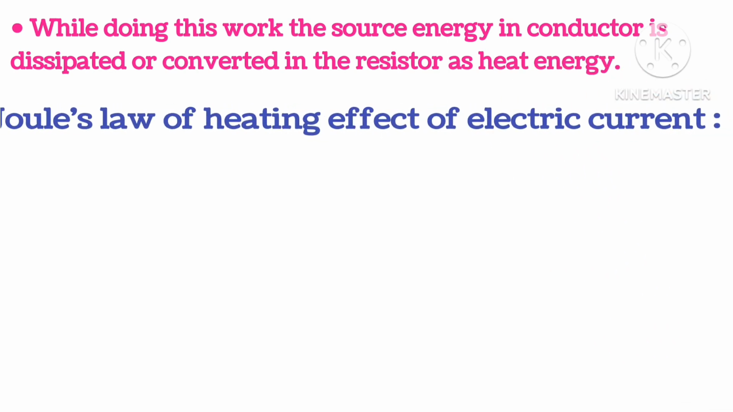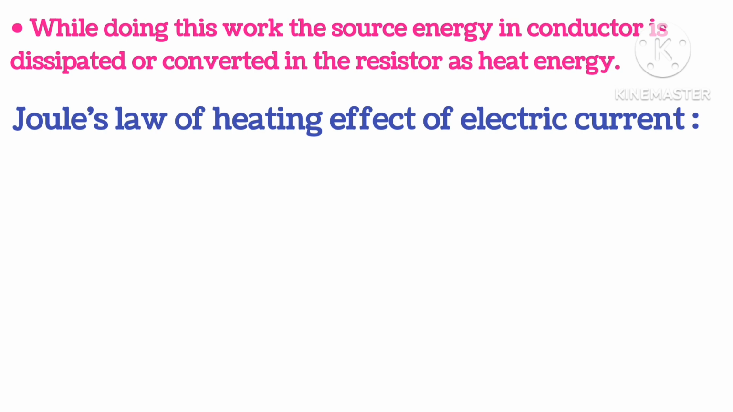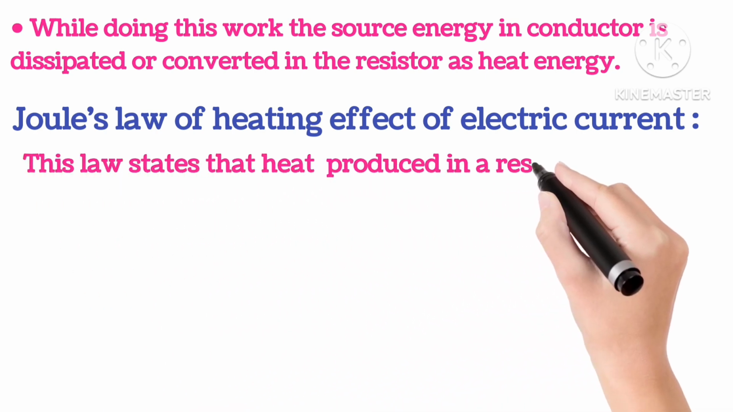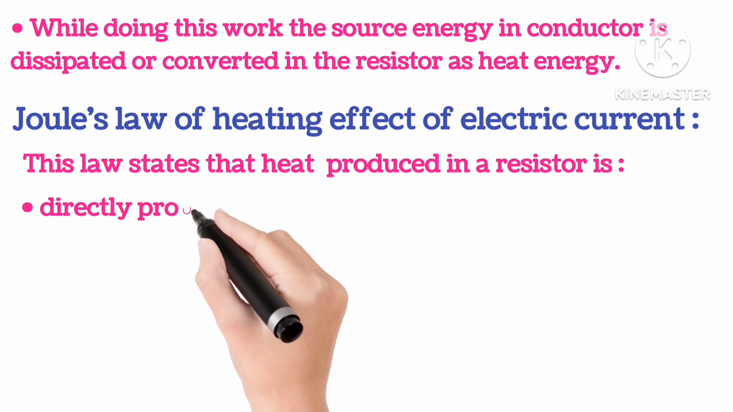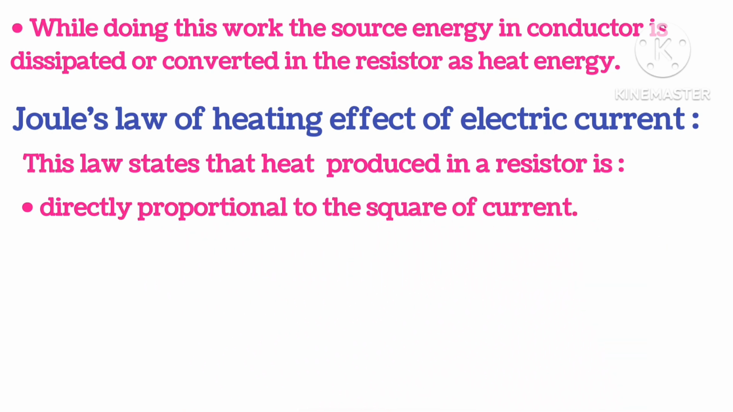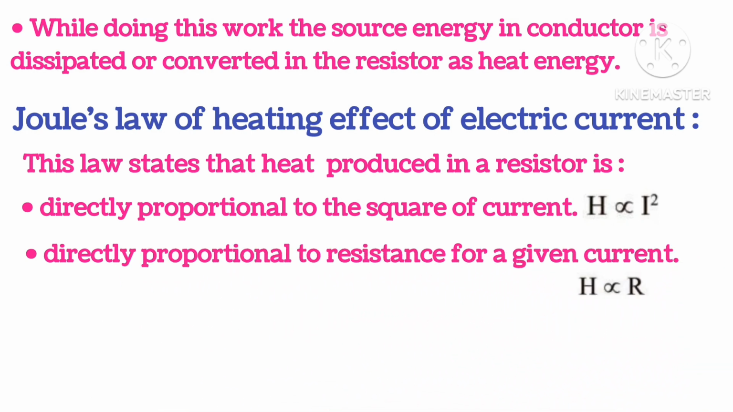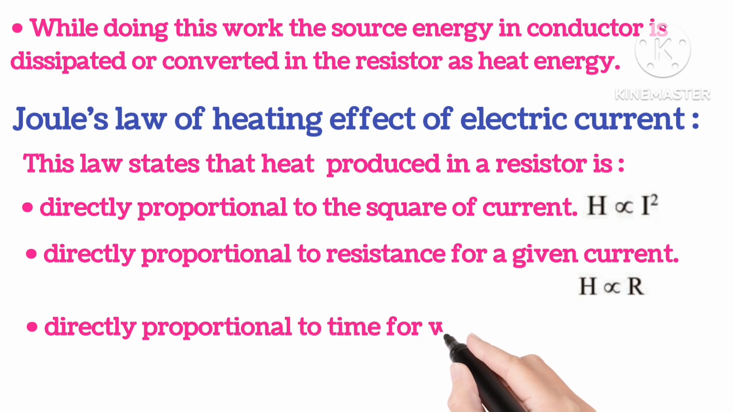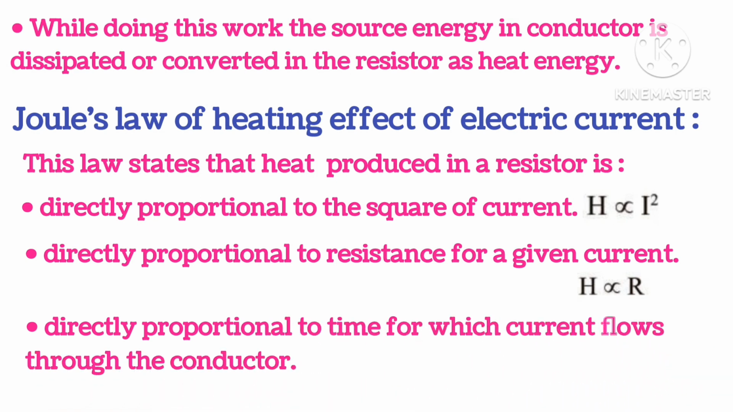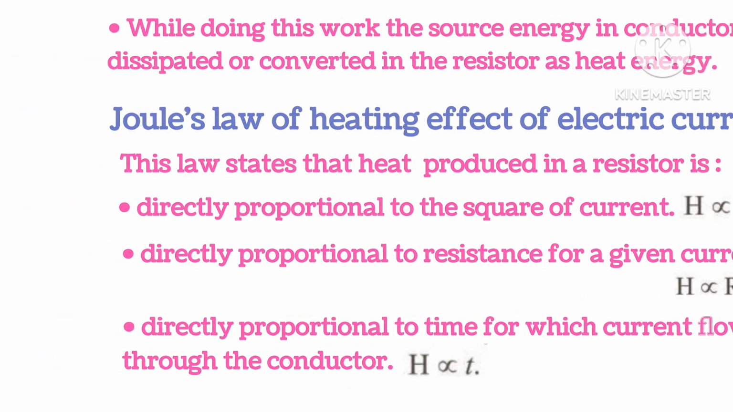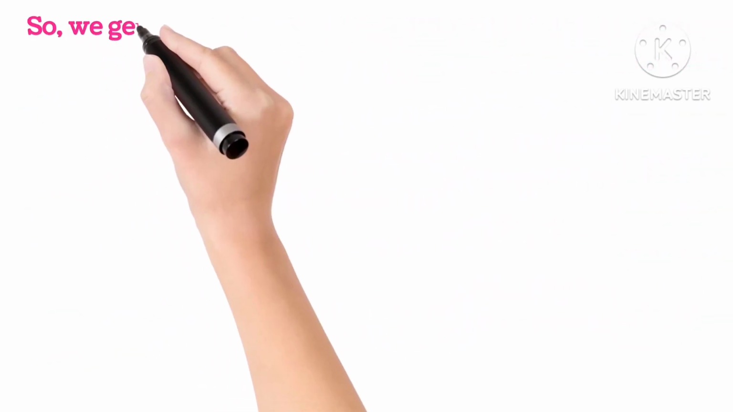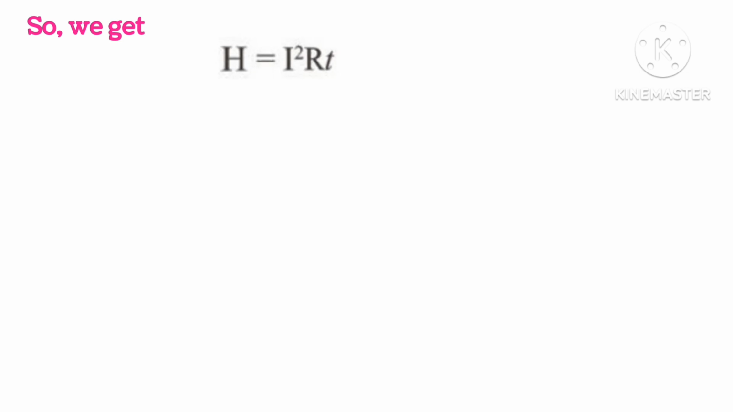Joule's law of heating effect of electric current. This law states that heat produced in the resistor is directly proportional to the square of the current, that is H is proportional to I square, and directly proportional to the resistance for the current, and directly proportional to time for which the current flows through the conductor. So from here we get H is equal to I square RT.